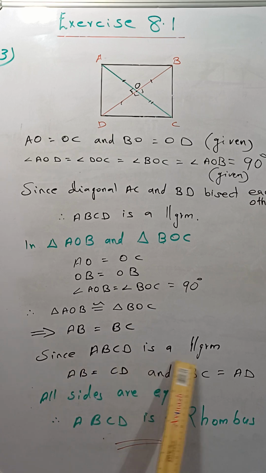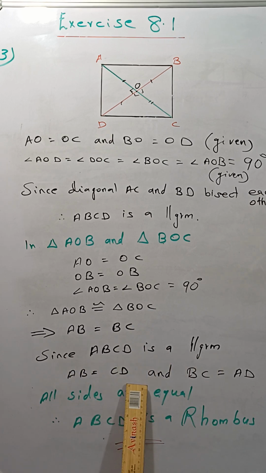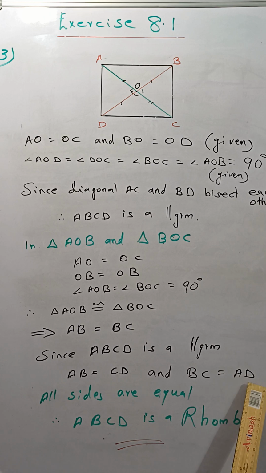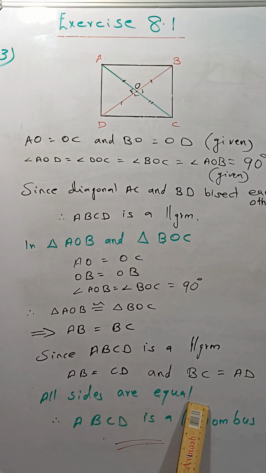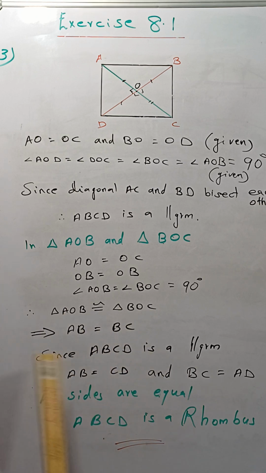Since ABCD is a parallelogram, AB is equal to CD and BC is equal to AD, so all sides are equal. Therefore, we can say this ABCD is a rhombus. In a quadrilateral, if in a parallelogram all sides are equal, this parallelogram is known as a rhombus.